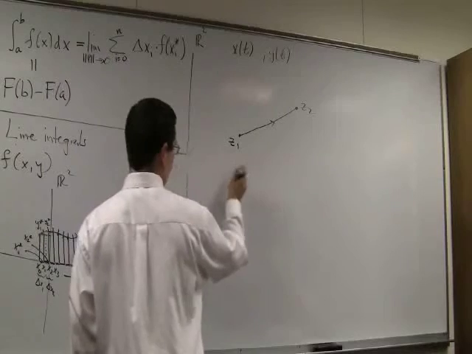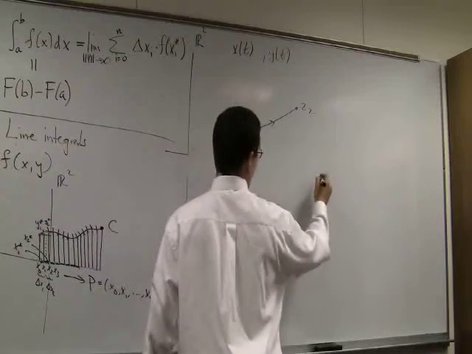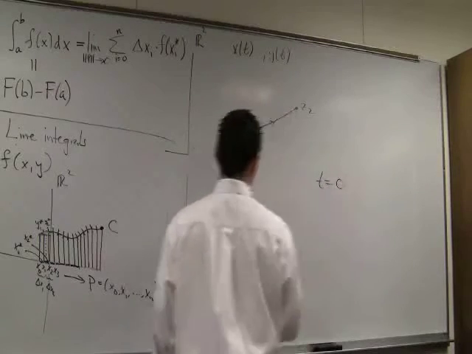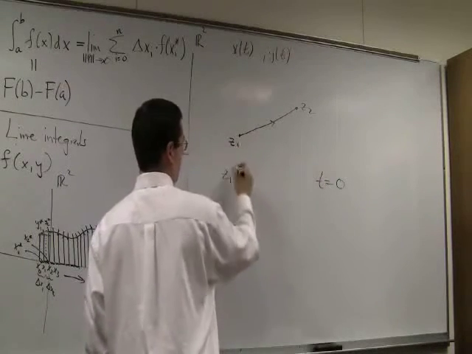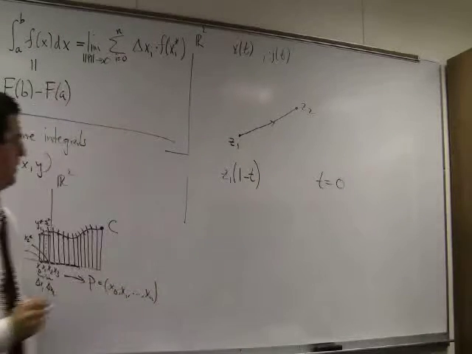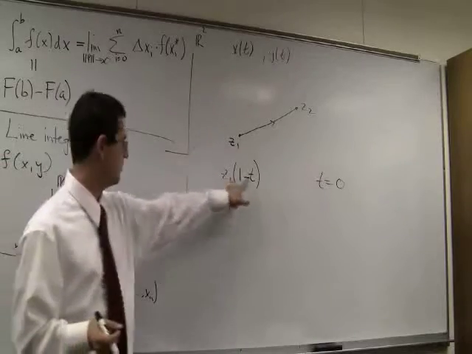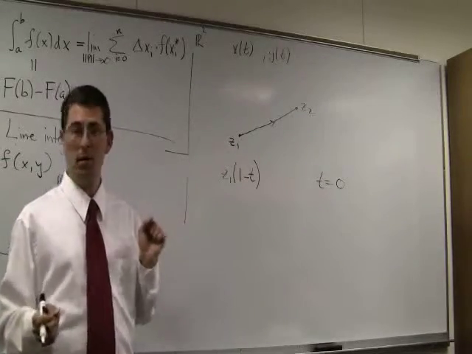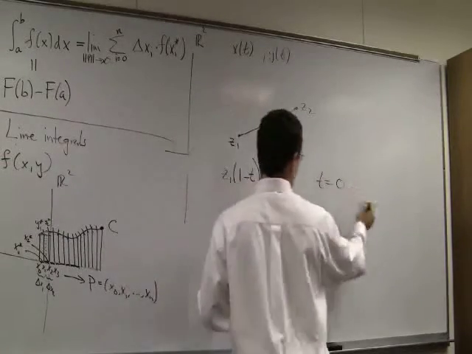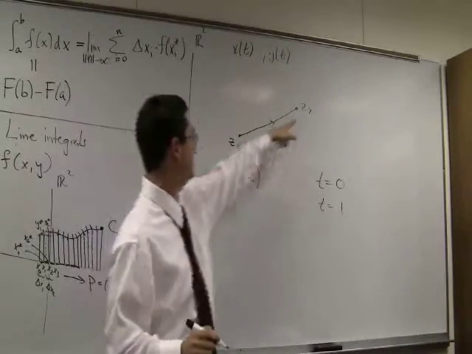And what I told you could do is you say, fine, when time is 0, you want it to be at Z1. So you might do this, Z1 times 1 minus t. Because now when t is 0, this just becomes Z1 times 1. And when t is 1, you want it to be at Z2.